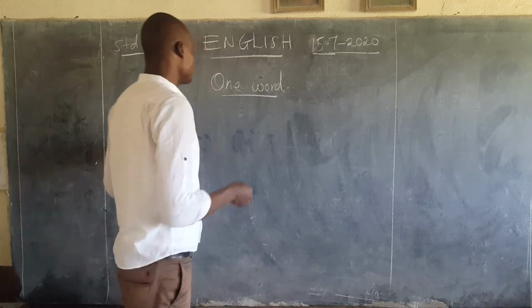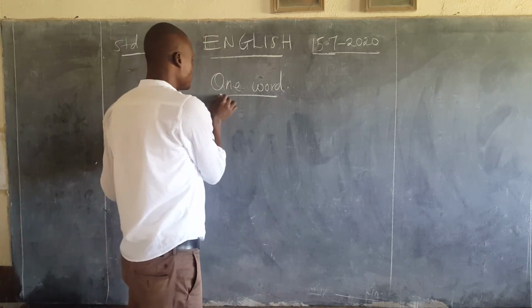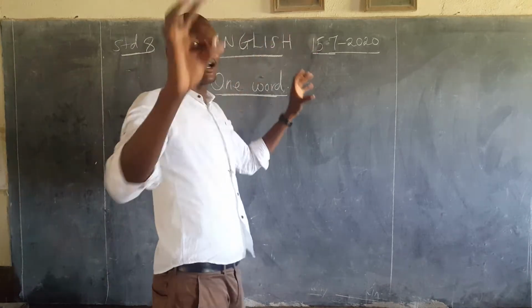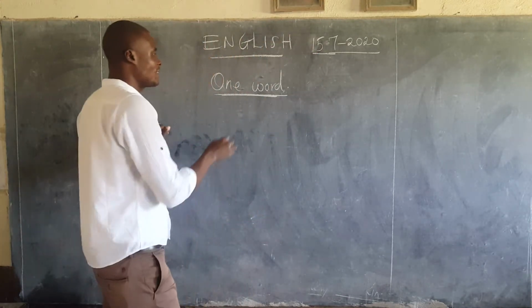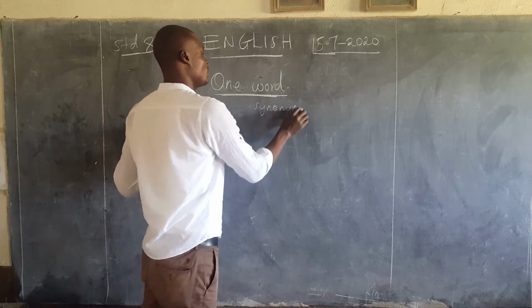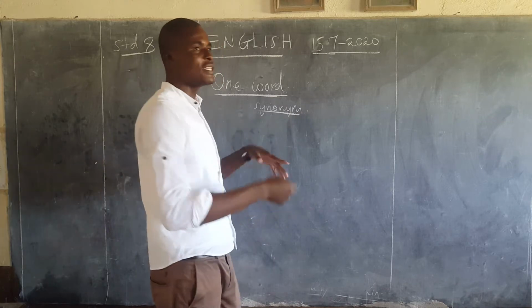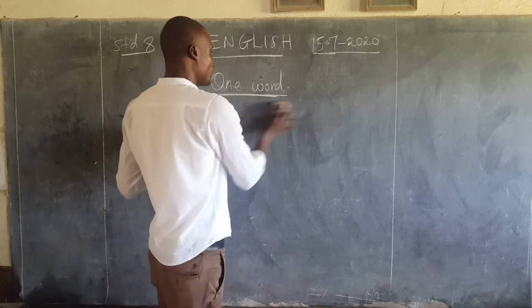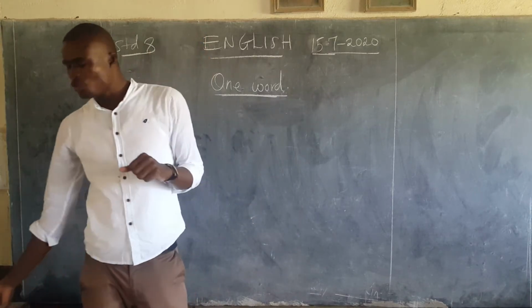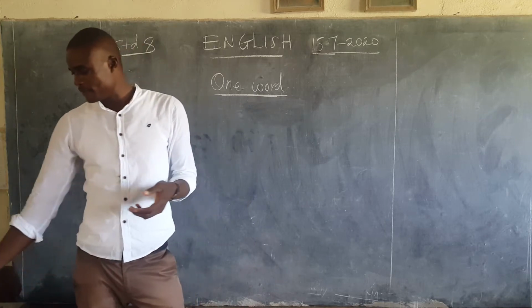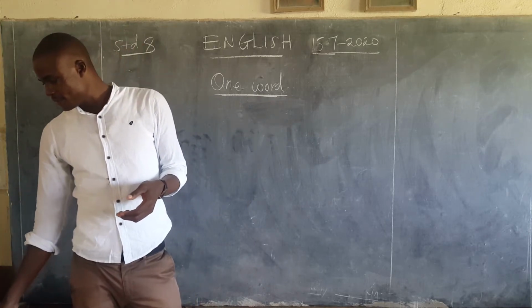Whatever is tested in that category is simply one word. Replace those many words with a single word. That is called a synonym. A synonym is just what means the same as that word. You may also get an antonym. Antonym is the opposite, the opposite of the word that you are being given.